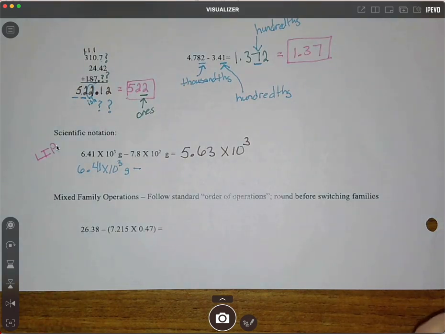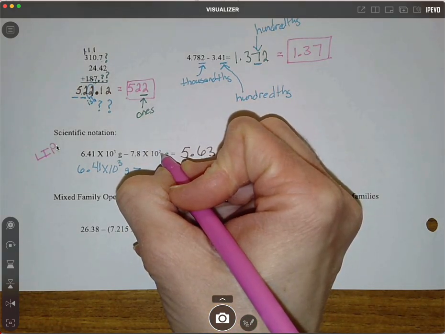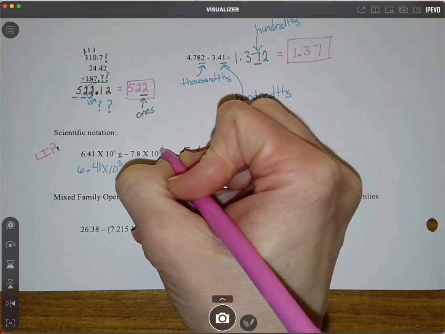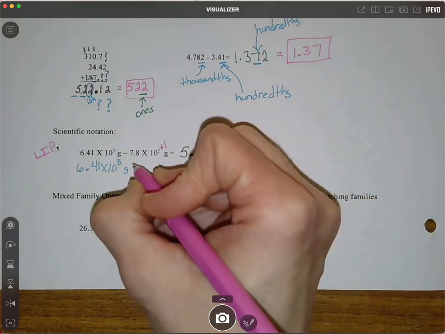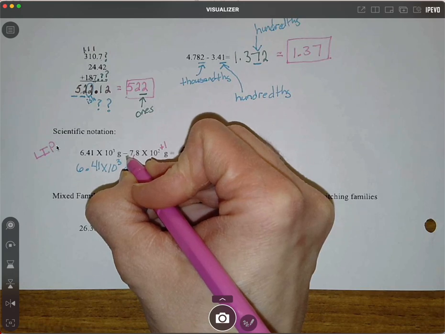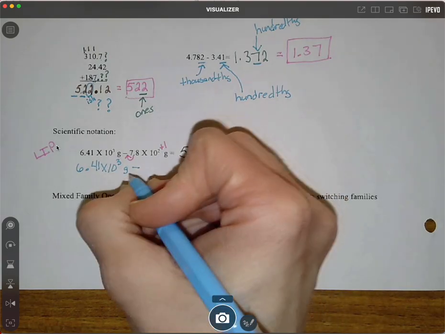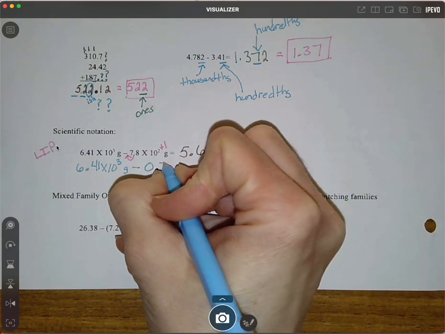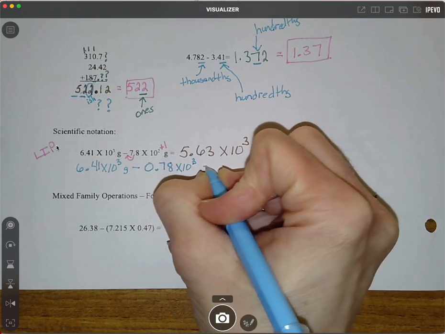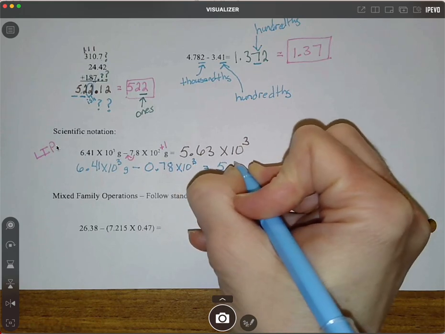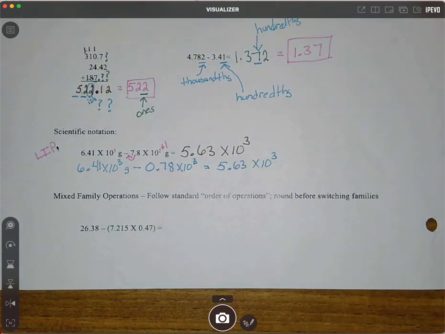Left is positive. I would like to add 1 to this exponent because 2 plus 1 will be 3. If I want to add 1 to the exponent, I have to move the decimal to the left. Left is positive. 0.78 times 10 to the third equals 5.63 times 10 to the third.